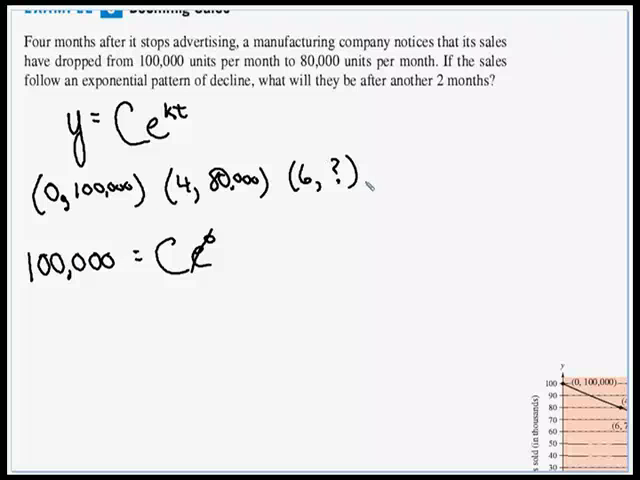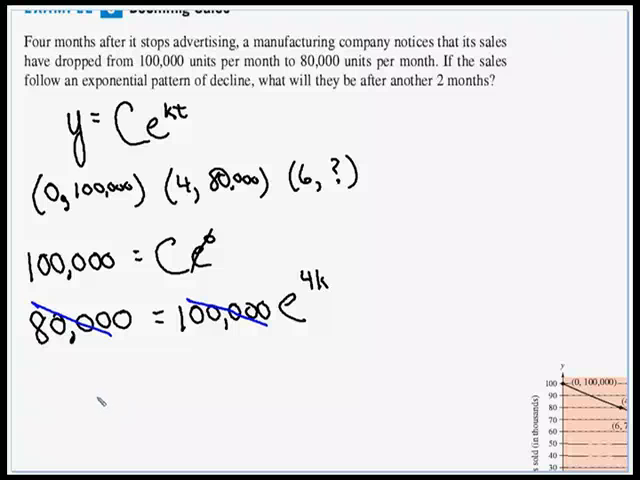Now we're going to plug that into the equation with our second initial condition. The second initial condition has an 80,000 y value. That's equal to c e to the kt, or 100,000 e to the kt, and now our time is 4, so 4k power. Let's see here. We can divide both sides by 100,000. 80,000 divided by 100,000 is 0.8, equals e to the 4k.